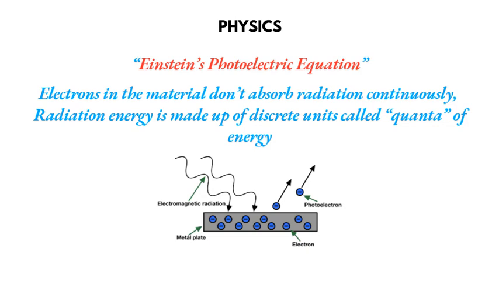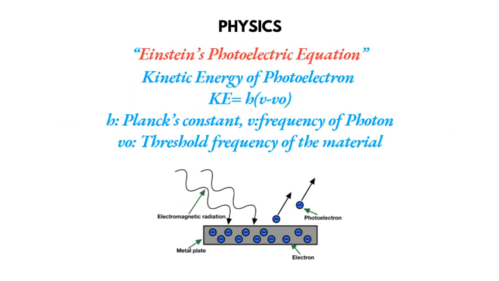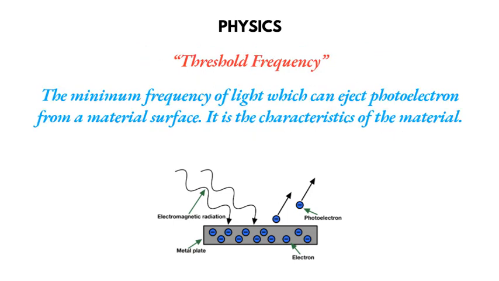Based on these observations, Einstein published his photoelectric equation. He proposed that the electrons in the material don't absorb radiation continuously. Radiation energy is made up of discrete units called quanta of energy. The word quanta means in discrete quantities. He stated that the kinetic energy of the emitted photoelectron is equal to h times (ν minus ν₀), where h is Planck's constant, ν is the frequency of the incident light, and ν₀ is the threshold frequency of the material. What is the threshold frequency?